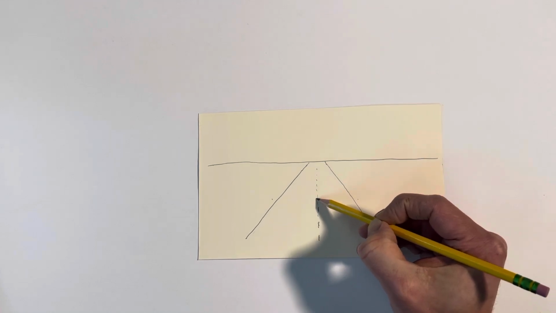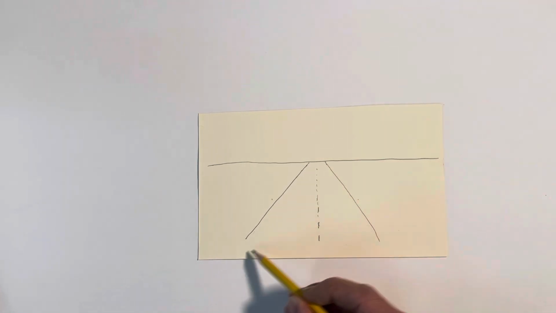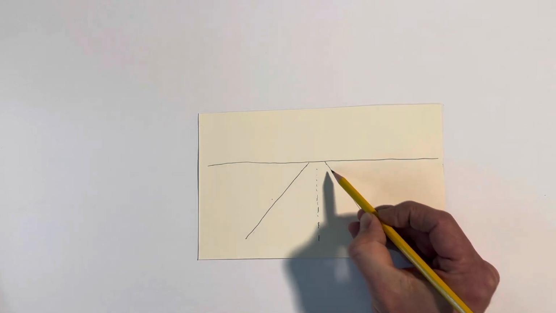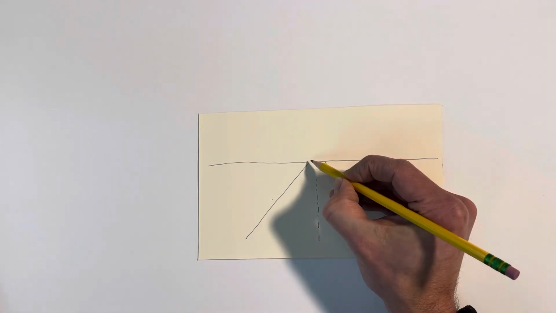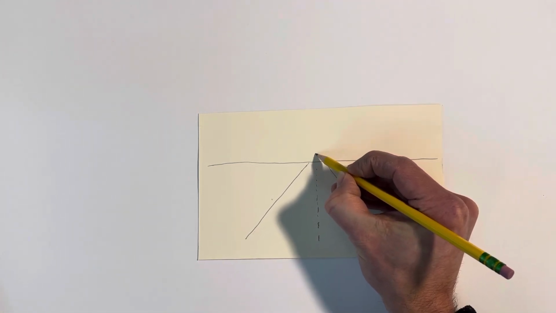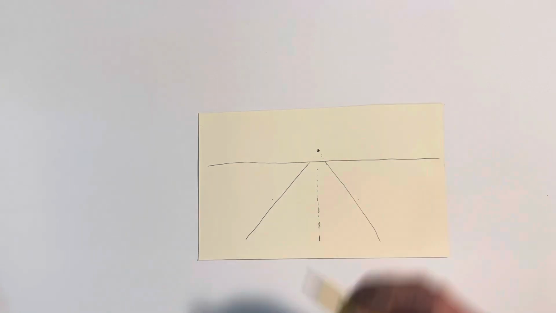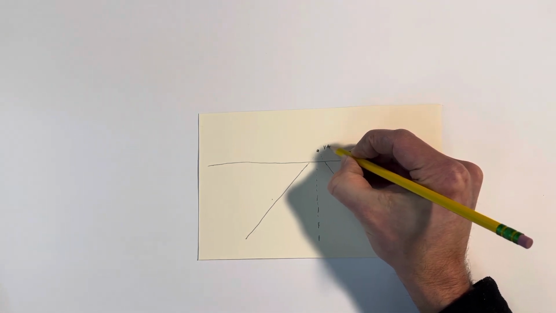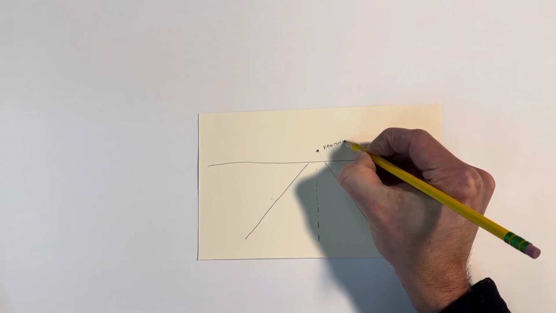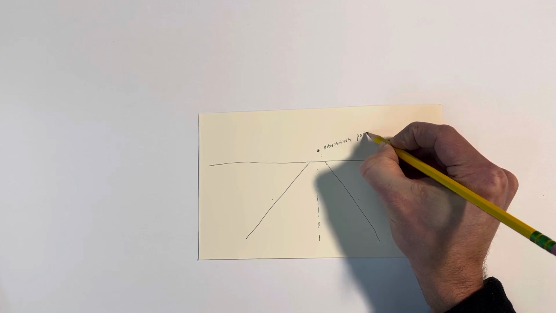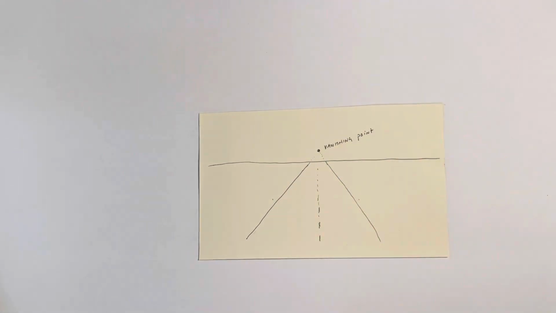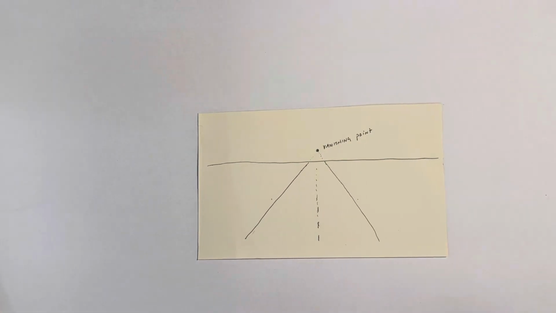And one-point perspective is that sensation where these perspective lines meet at a point. That point, just beyond the horizon, is called the vanishing point. And that gives us our one point in one-point perspective.